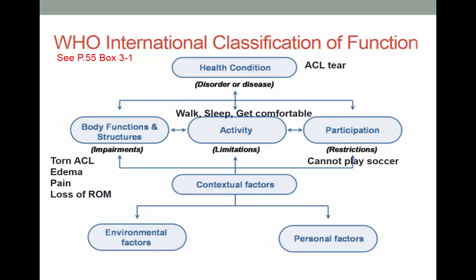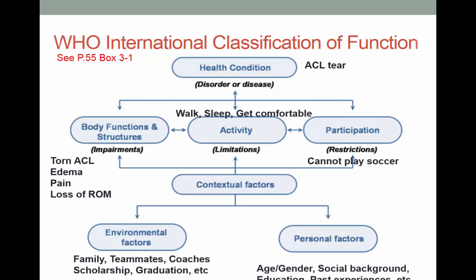Environmental factors include family, teammates, coaches, possible scholarships, graduation dates, as well as many others. Environmental factors are typically external. Personal factors include age and/or gender of the patient, social background, education of the condition and personal knowledge level, past experiences, as well as others. Personal factors are most commonly internal, which means that they're fixed and cannot be changed.